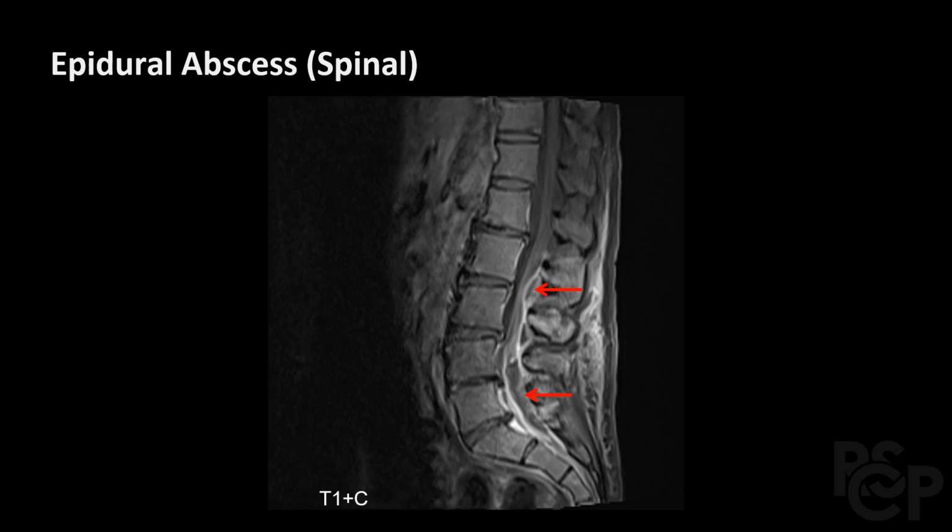Here we see an example of a spinal epidural abscess. Here the arrows are pointing out these peripherally enhancing epidural collections over the dorsum of the spinal cord. These would be consistent with a spinal epidural abscess.